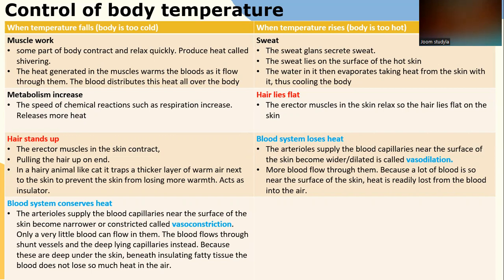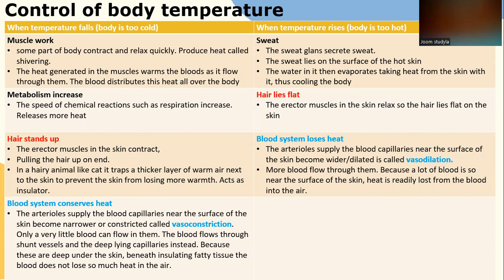So when your temperature rises or the body is too hot, the body loses heat. The arteries supplying the blood capillaries near the surface of the skin become wider, dilated, which is called vasodilation. More blood flows through them, and because a lot of blood is so near the surface of the skin, heat is readily lost from the blood into the air.